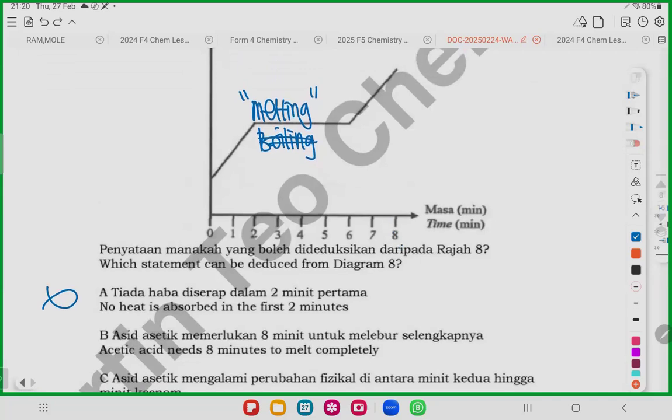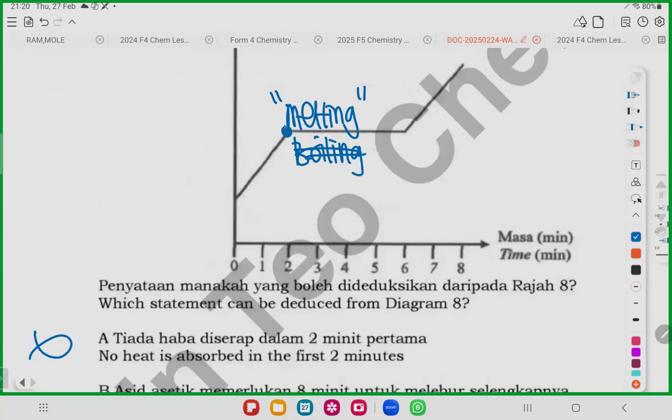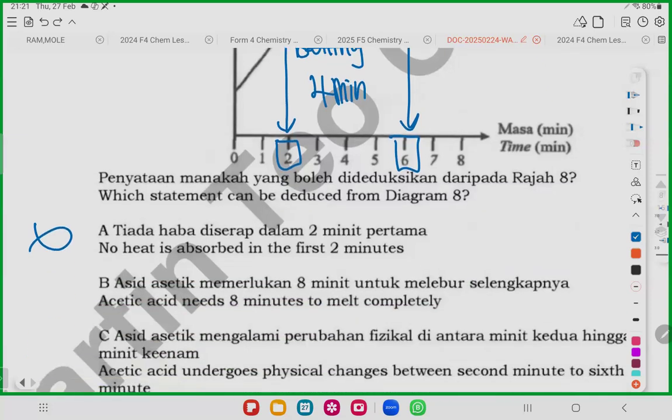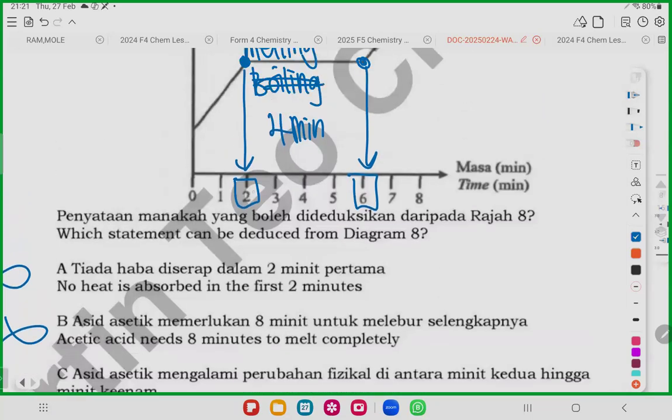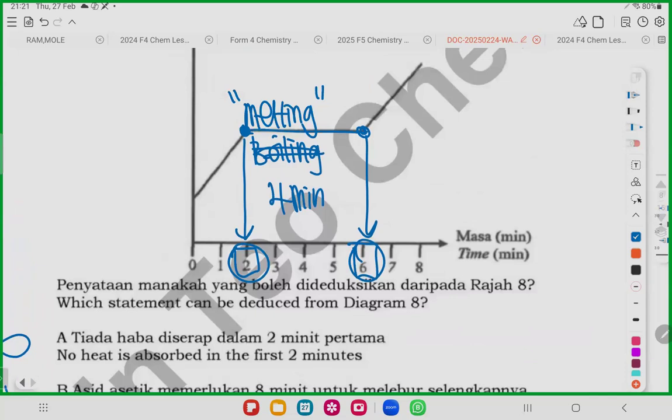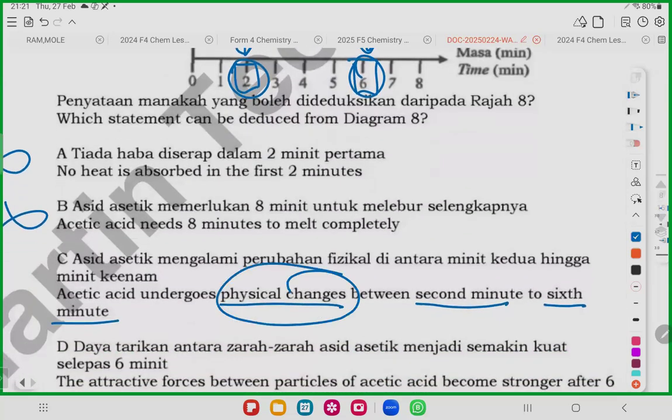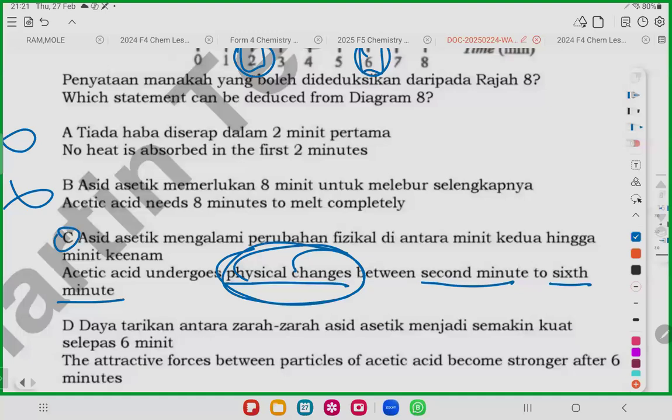No. How do you know the time needed for melting? Melting started here and ended here. You started the melting at 2 minutes and the melting ended at 6 minutes. So how long is the duration? 6 minus 2. You only need 4 minutes for the melting, not 8 minutes. So it's wrong. C, acetic acid undergoes physical changes between the second minute and the 6th minute. That is melting, which is a physical change from solid to liquid. So answer C makes sense.